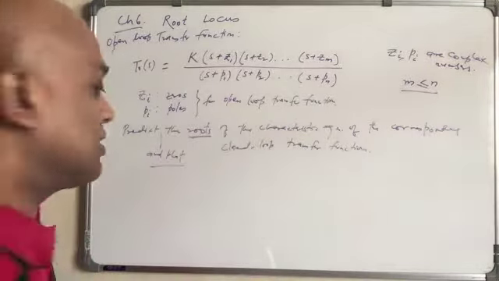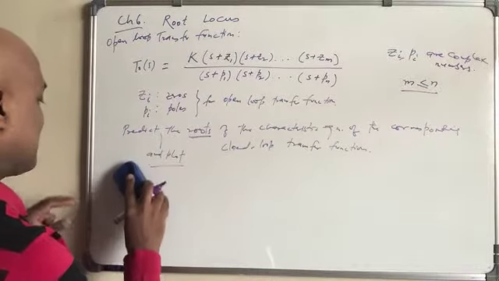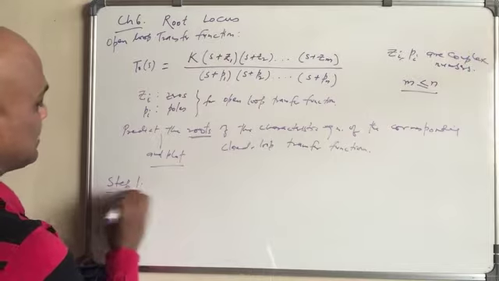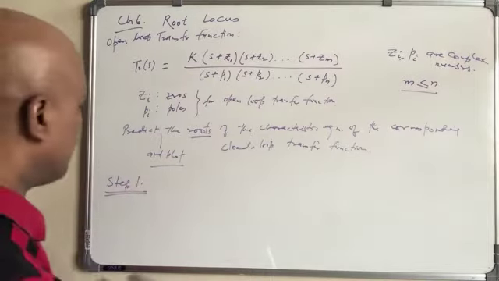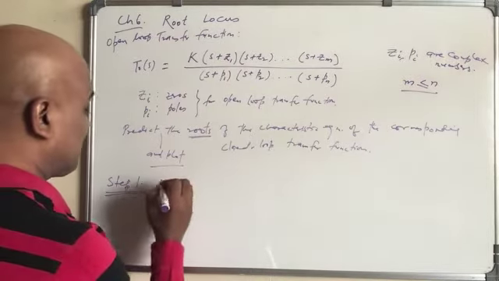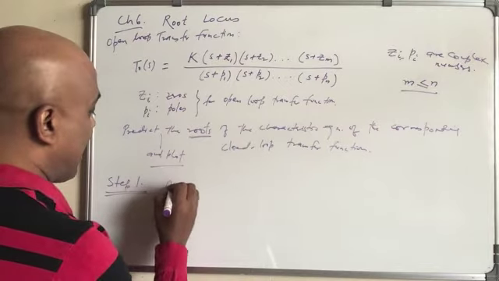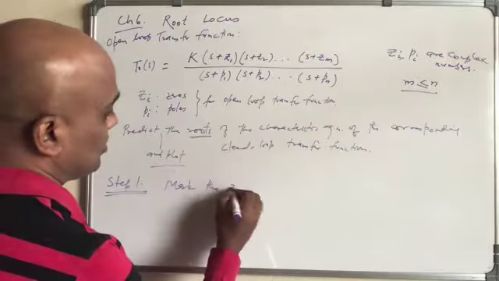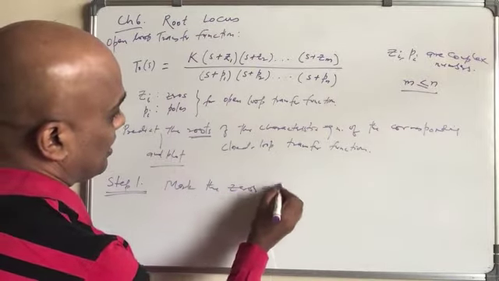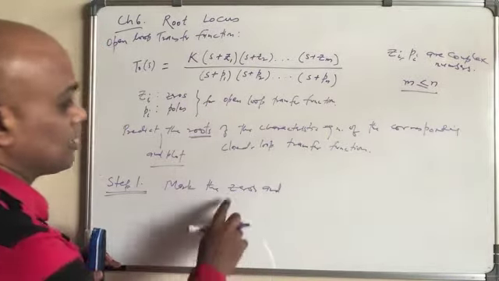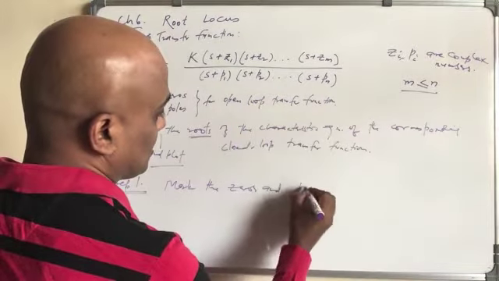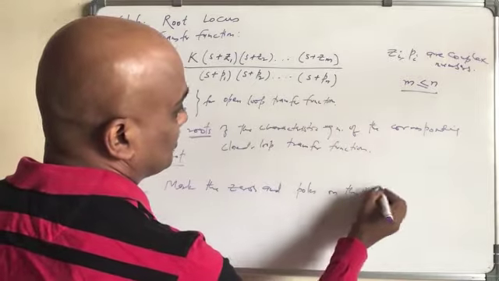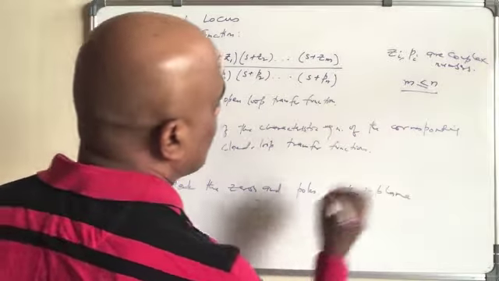And how do you do it? These are the steps we will follow. Step one: first thing we will do is mark the zeros and poles on the S plane. First thing you have to do.